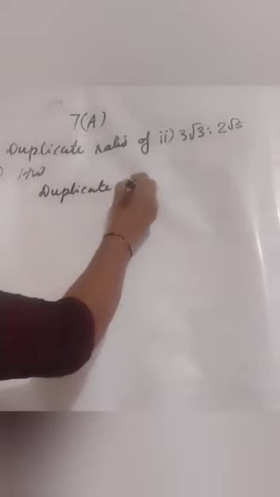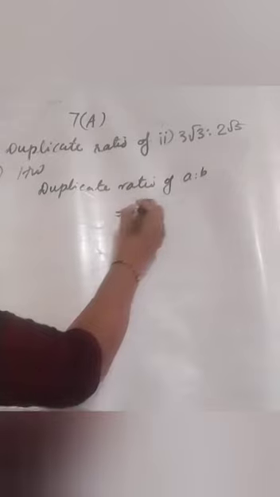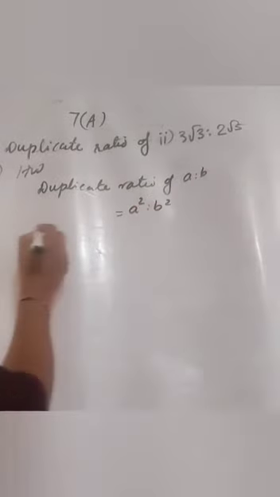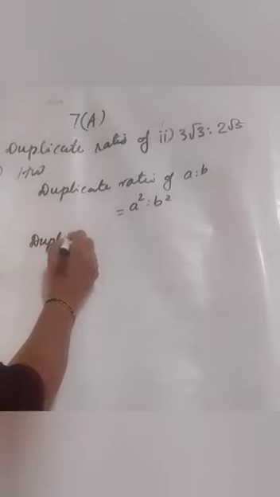Duplicate ratio of 3 root 3 is to 2 root 5. First one, homework. How can we find the duplicate ratio of a is to b? Duplicate ratio of a is to b is a square is to b square. So, what is the duplicate ratio of 3 root 3 is to 2 root 5?